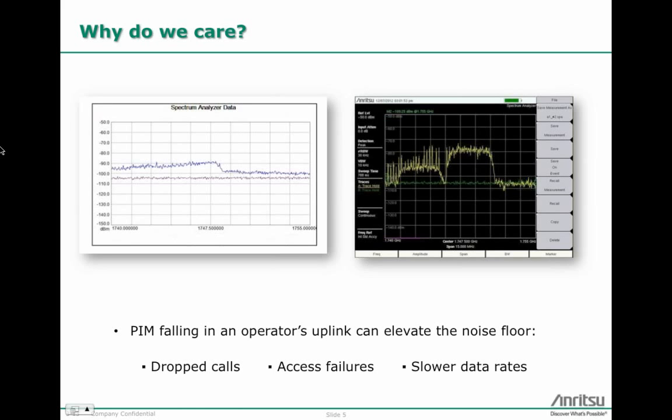So why do we care? Well, the graphs, the pictures above, are actual data showing some noise rises that you can get within the system if the nonlinearity is bad enough and if the frequency combinations are such that the intermodulation product falls within the receive band of the system. If that occurs, then you end up with dropped calls, access failures, slower data rates. In general, it means you have unhappy customers, because the system itself is generating interference that's competing with the users who are trying to use that system.